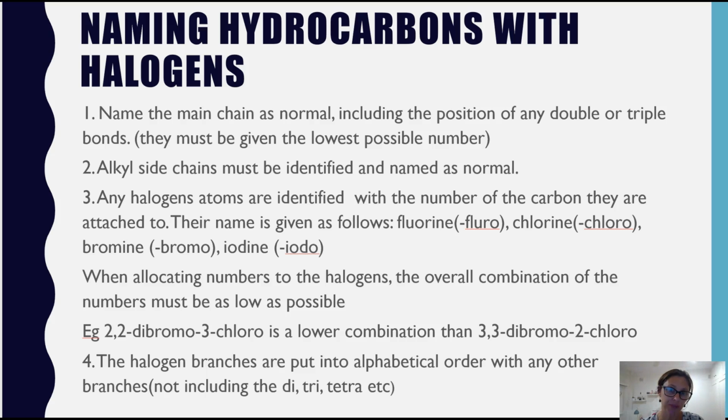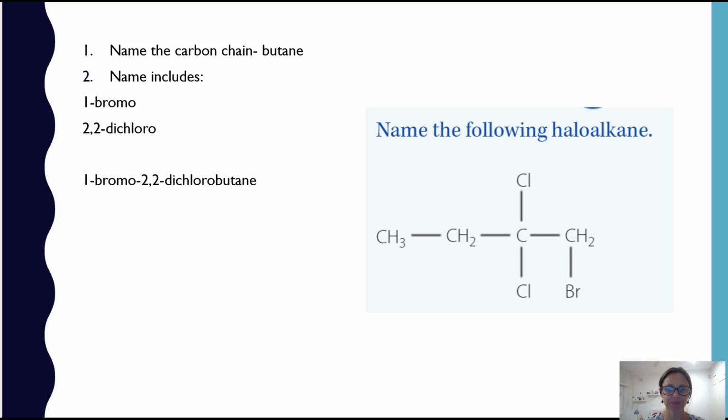But that's not all. We also have to put the halogen branches in alphabetical order. But when we do the alphabetical order, we're not including the di or the tri or the tetra. We're just basing the alphabetical order on whether they're ethyl or methyl. Sounds difficult? We'll see how we go. It's not as bad once you get started. Let's have a go and we'll see how we go working together.